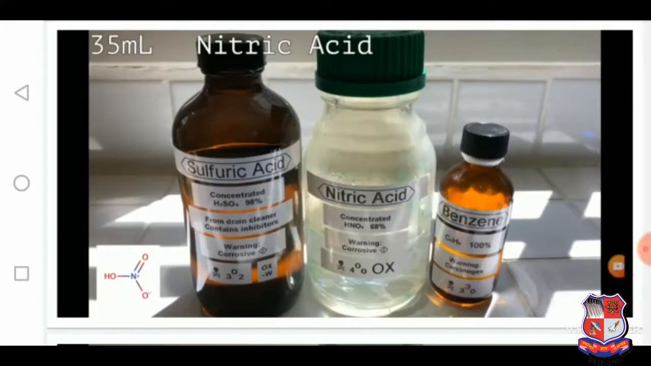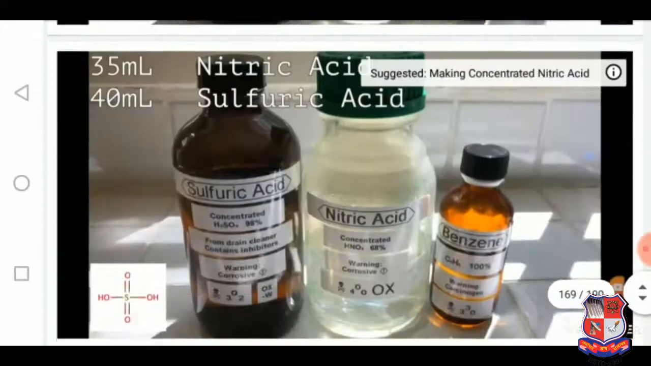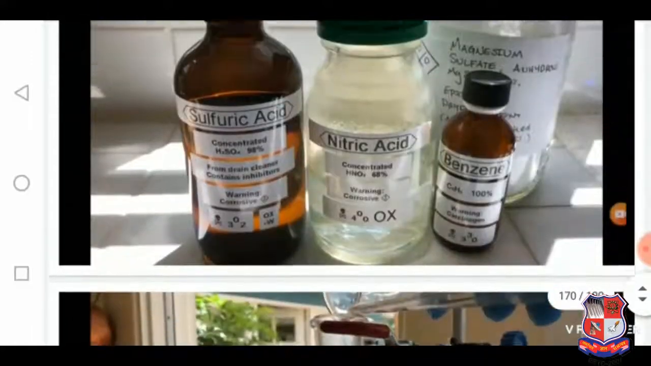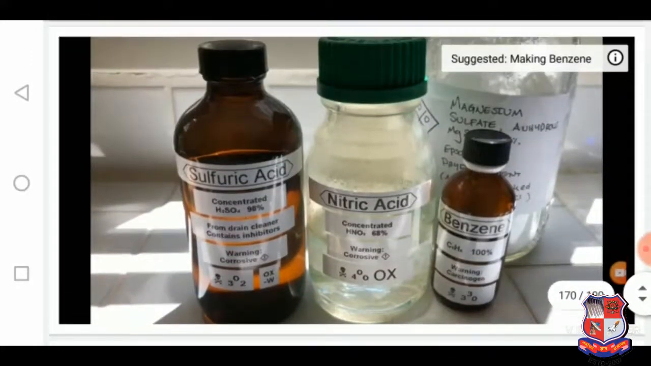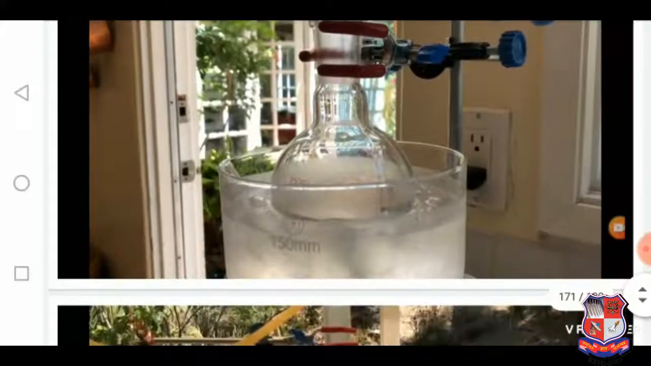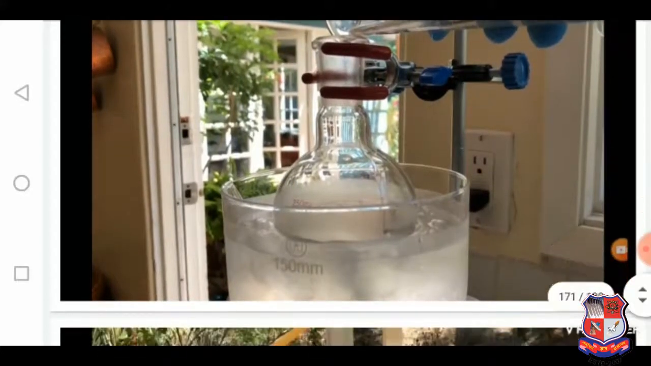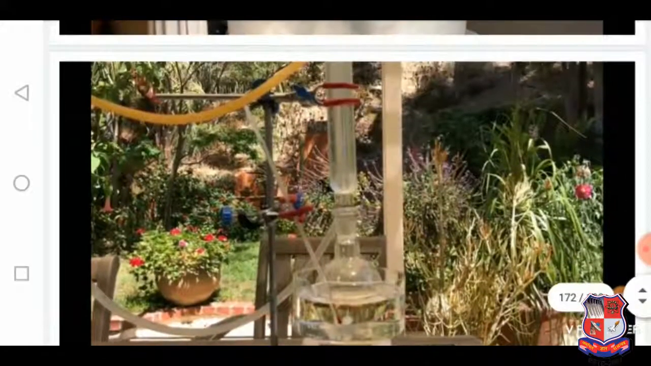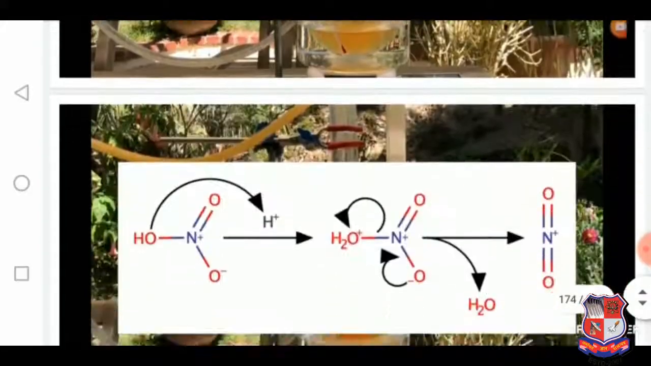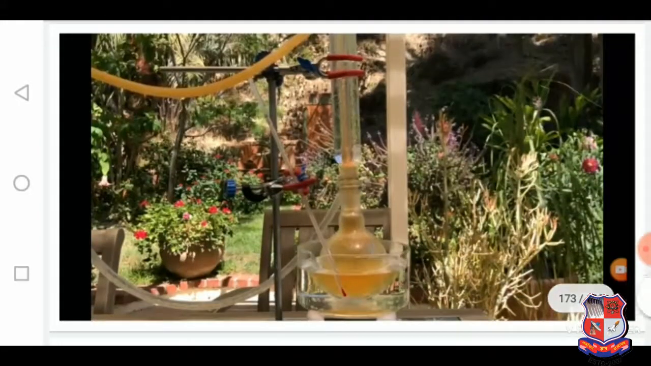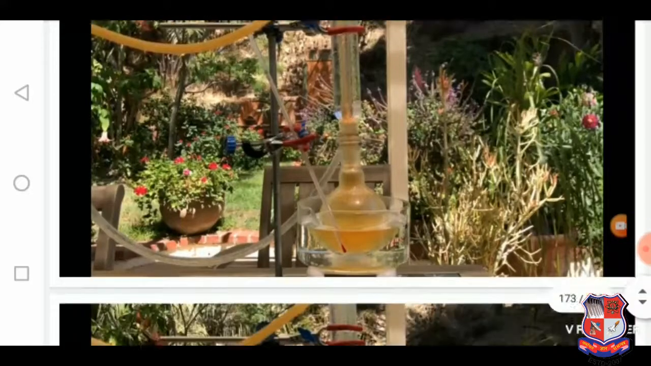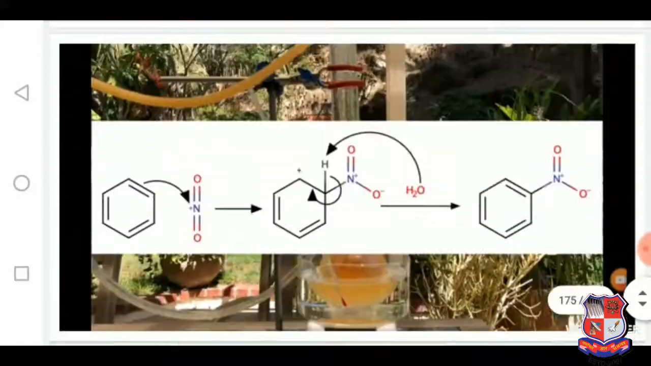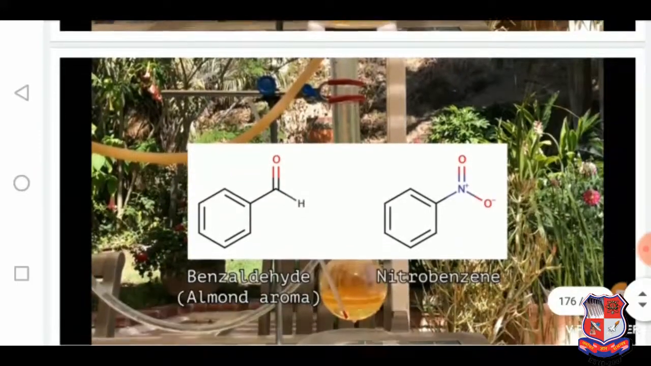We will see the synthesis of nitrobenzene, and here are some chemicals which are used: sulfuric acid, nitric acid, benzene, and anhydrous magnesium sulfate. And here is how we can pour it into the round bottom flask, and the reaction temperature is very low, and here is how refluxing can be done. After some time, the reaction will occur, and it will become a yellowish kind of solution. So these are the reactions that take place for nitrobenzene.